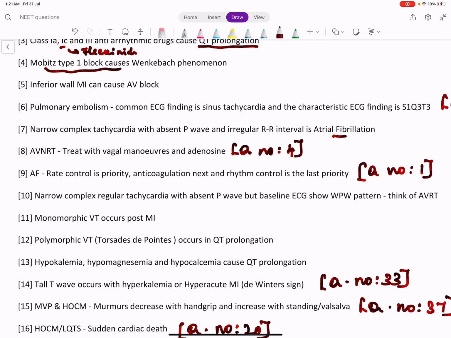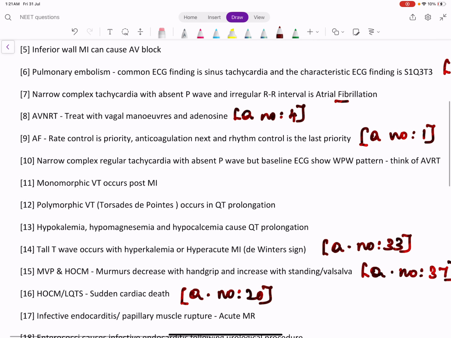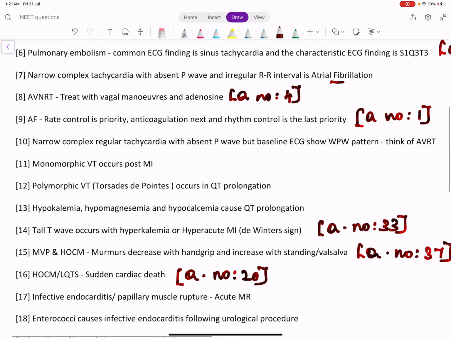For atrial fibrillation, rate control is the priority. Only in acute paroxysmal atrial fibrillation of less than 48 hours is rhythm control the priority. Otherwise, rate control is the priority, anticoagulation is next, and rhythm control is the last priority. This was also discussed in the previous year NEET question series.